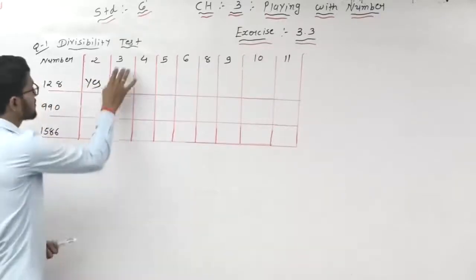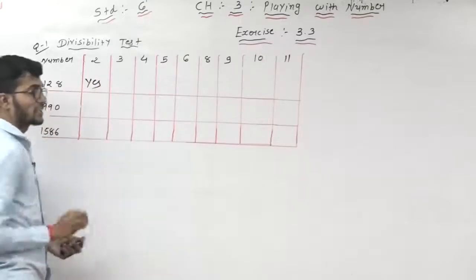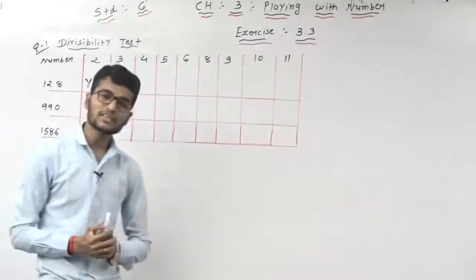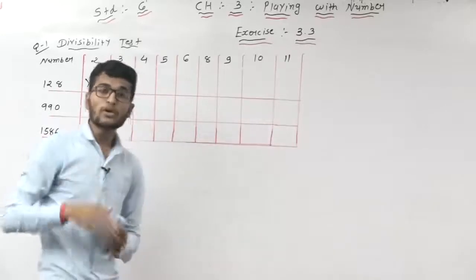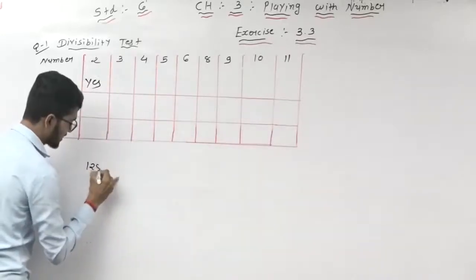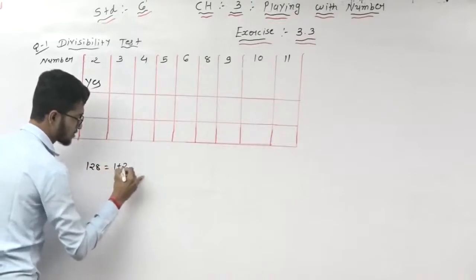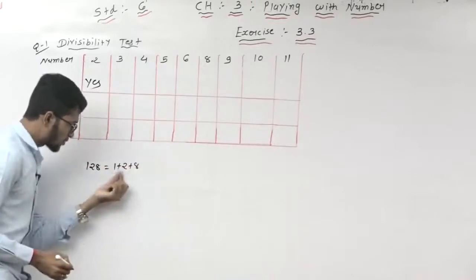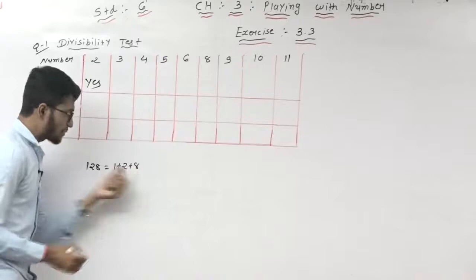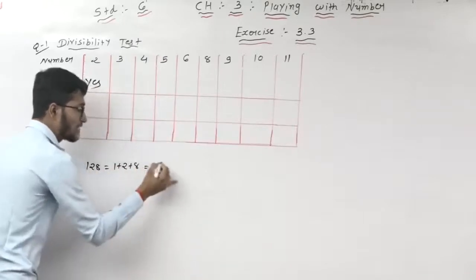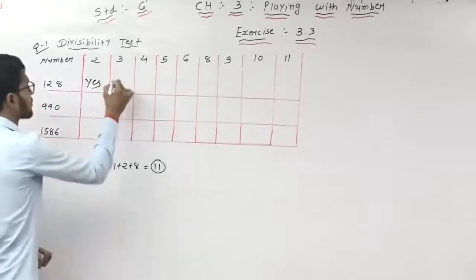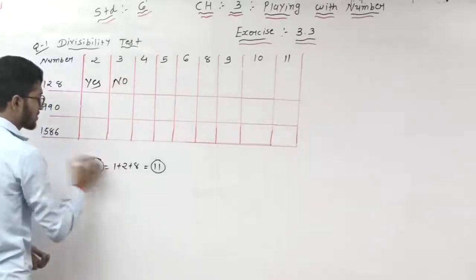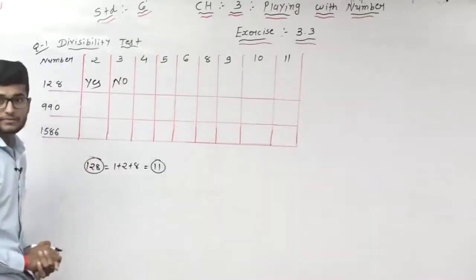Right? Then after the 3, it means 128 divided by 3. The 3 divisibility test check करना हो तो in the given number, addition of all digits, it means 128, 1 plus 2 plus 8, 2 plus 1 is 3, 3 plus 8 it means 11. Now 11 divided by 3, is this possible? No. So write down here no. So this number is not divided by 3.